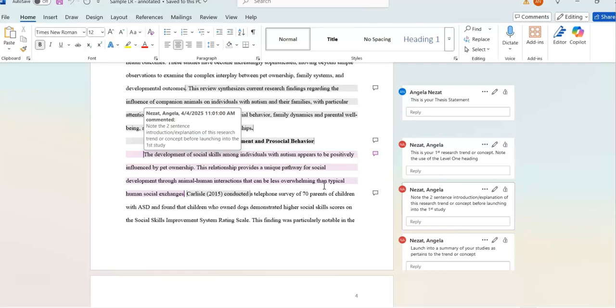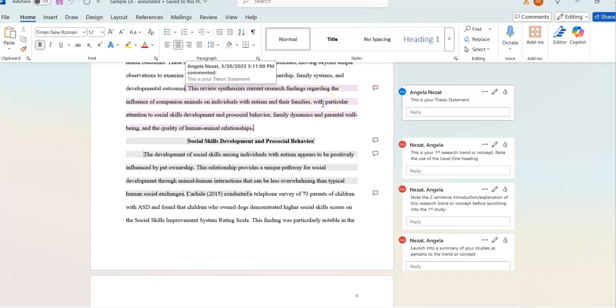In my case, I am looking at social skills development and pro-social behavior in terms of the impact of pet ownership for people with autism spectrum disorder. This was the first thing that I noticed. So, one more thing, let me back up. Your thesis statement needs to name your three categories in the order that you're going to present them.